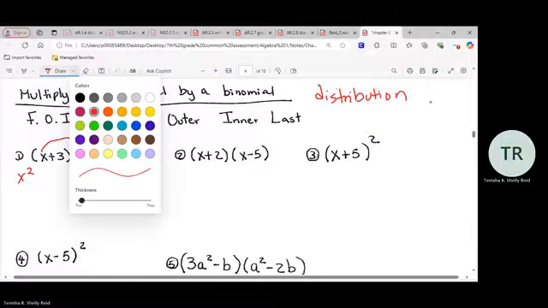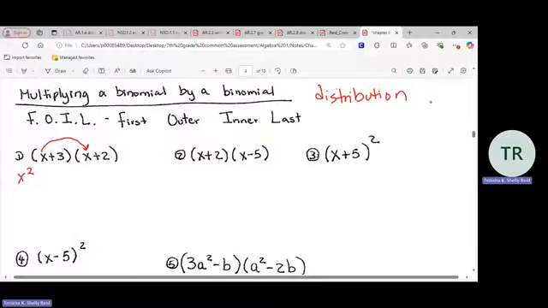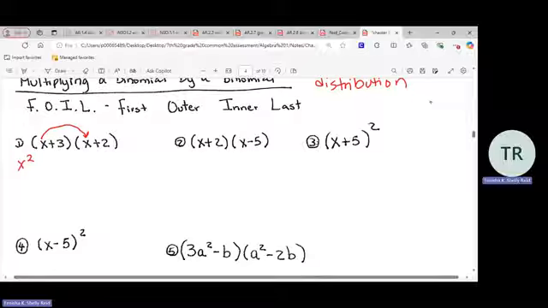Then I'm going to go with the first term to the second term. So I'm still using the x. X times 2 is going to give me 2x. Now, when you make the arrow, you have to follow the arrow. You can't make an arrow and then not do it. As soon as you make the arrow, you follow through.